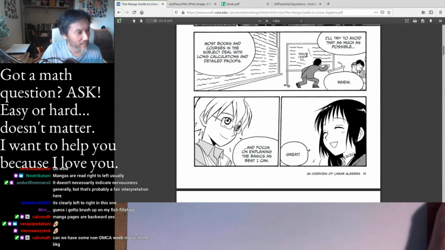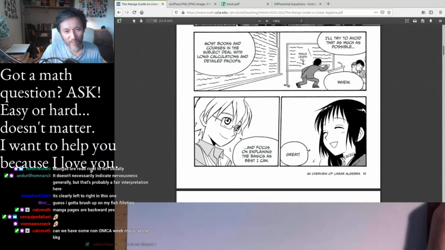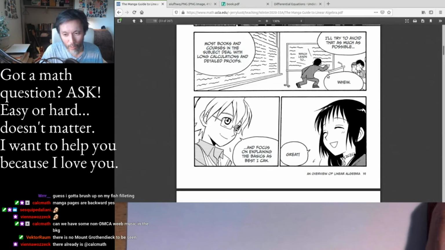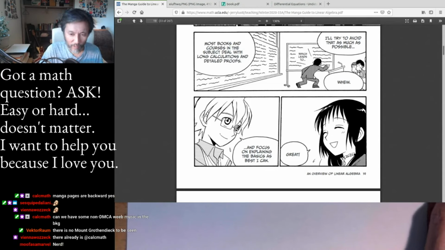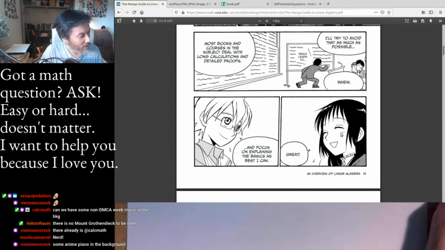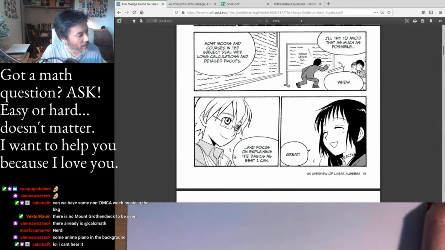Woo! And then look at this nerd. Look at this guy. We can't even see his face. He's a robot. Not human. There's something inhuman about this person and what they are doing. And focus on explaining the basics as best I can. Great. She's so happy. And there are beads of sweat coming off of them. What? They just seem happy.